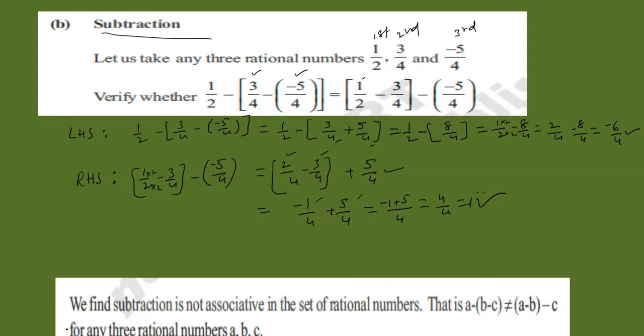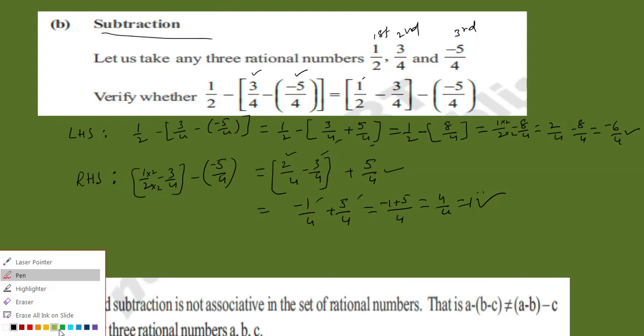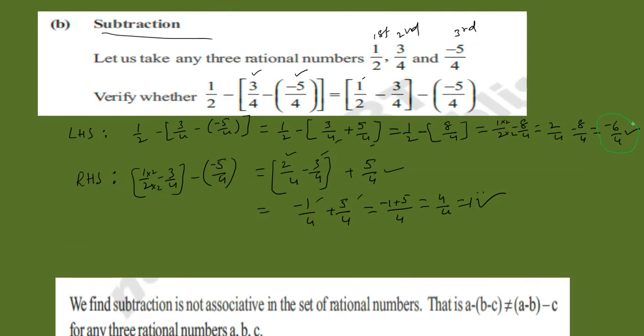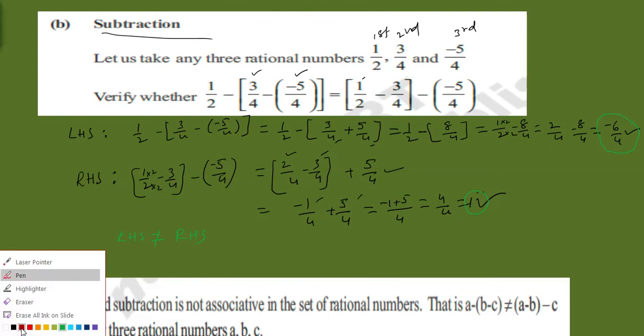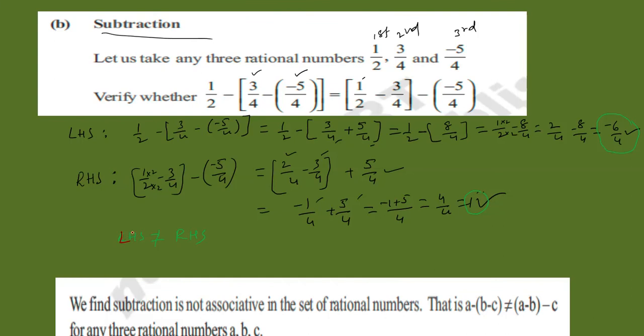Now you observe what we got in both the situations. In the first instance we got minus 6 by 4. In the second instance, in the RHS part, we get 1. Then what can we say? These both are not the same. That means LHS is not equal to RHS. Then what can we say?